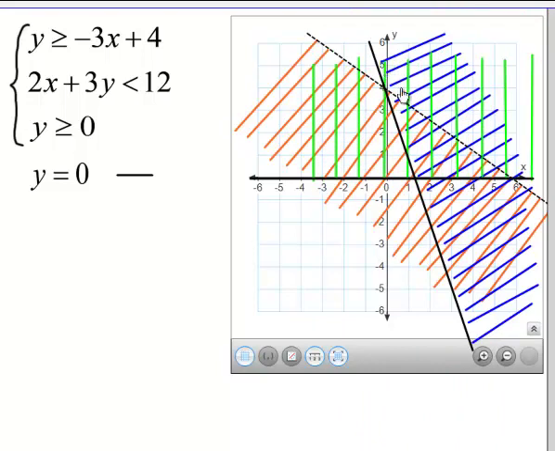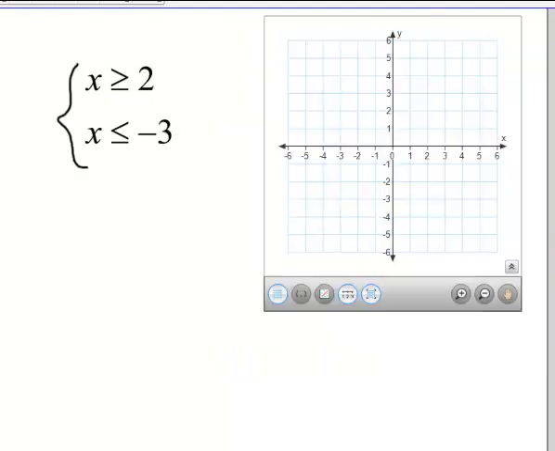And you can see that those shadings, those solutions, they intersect and they form the triangular region. I'm going to try to highlight it so you can see it better. The solution of this system is actually this triangle region. And we are done with this problem. And I would like to show you one more example.